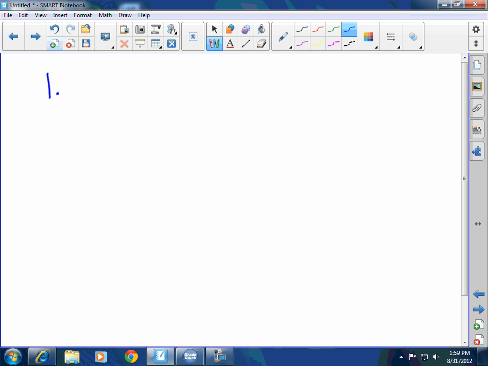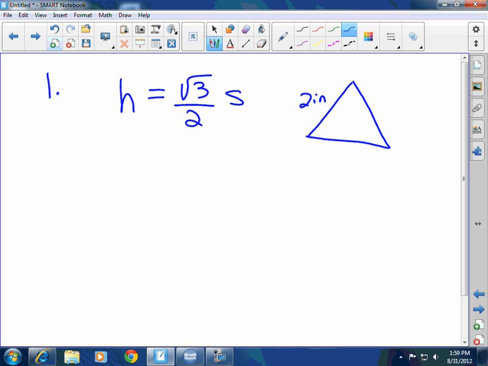For number 1, it says the height of an equilateral triangle, h, equals radical 3 over 2 times s, where s is the length of the side. Suppose you have an equilateral triangle that is made with 2-inch toothpicks. Equilateral means that the sides are all the same. So that means that s equals 2 inches. So A, which set of numbers best describes the value of s in inches? Well, we know that s equals 2 inches.